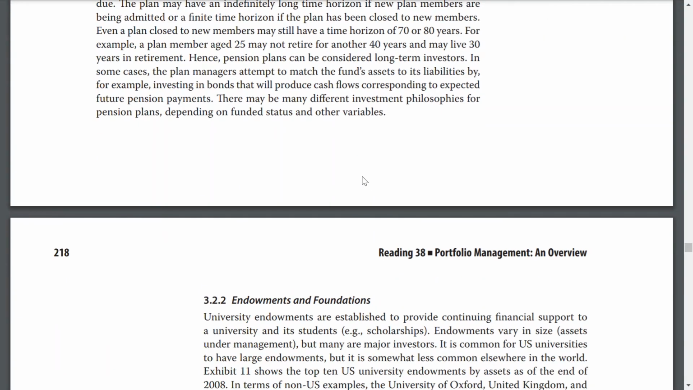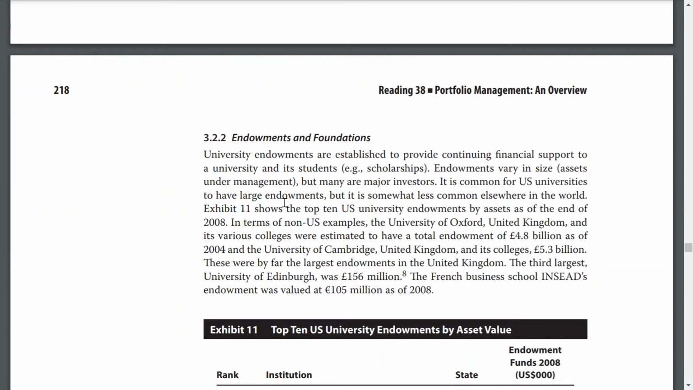Endowments and foundations. University endowments are established to provide continuing financial support to a university and its students, e.g. scholarships. Endowments vary in size and assets under management, but many are major investors. It's common for U.S. universities to have large endowments, but it is somewhat less common elsewhere in the world.